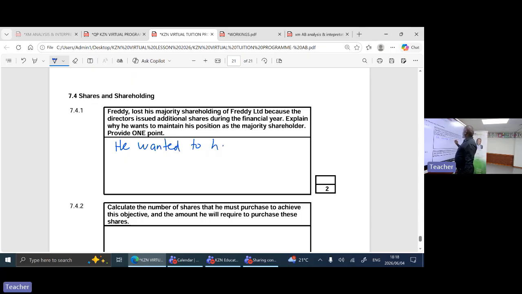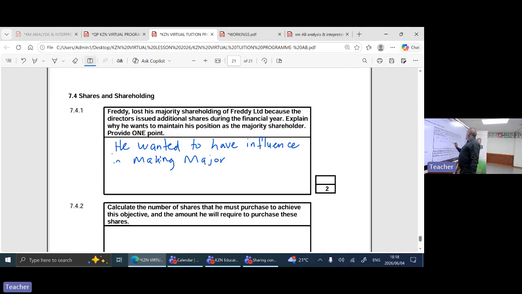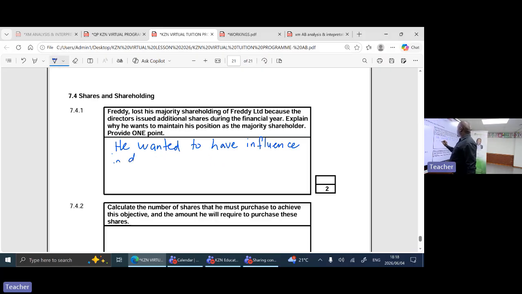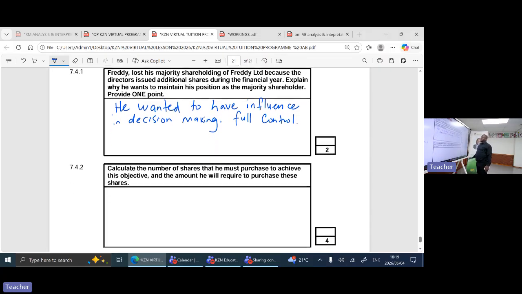he wanted to have influence in decision making, or you wanted to take major decisions for the company, wanted to have full control, or influence the decisions of appointing directors, CEOs, and so on, CFOs as well. So that's why you would want to become a major shareholder.